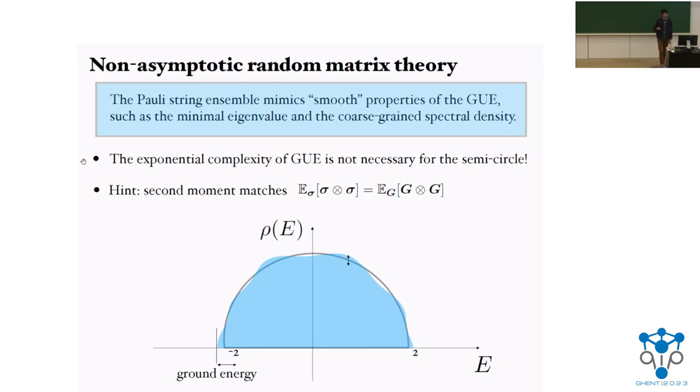This could occur at very, very low complexity with just very few bits of randomness, such as the Pauli string ensemble. And then you ask, well, how do I see that the Pauli string ensemble should be similar to GUE, should have a semicircle? Here's a very mild hint: the second moment actually matches.